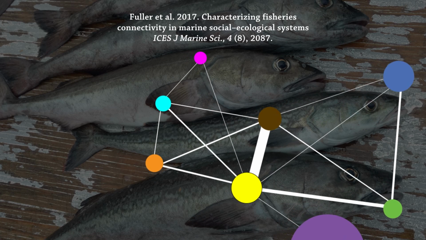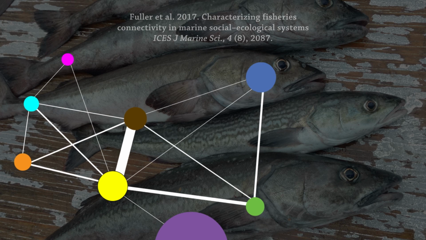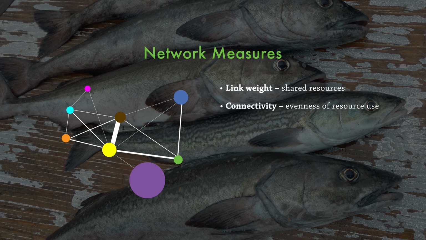In other words, links were weighted as indicated here by the different link widths. They used a simple equation to measure link weight, or resource sharing, based on which fishery species were caught between all combinations of two vessels. They also used a simple measure of connectivity that took into account the evenness with which vessels relied on different species for income. Betweenness centrality was used to determine how important fisheries were in networks.